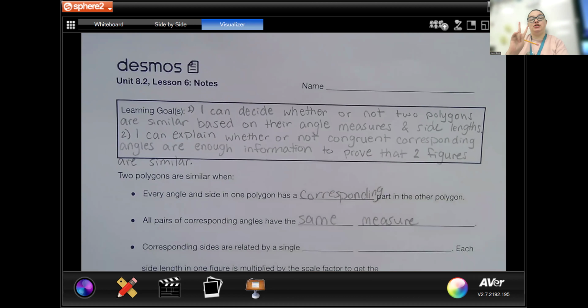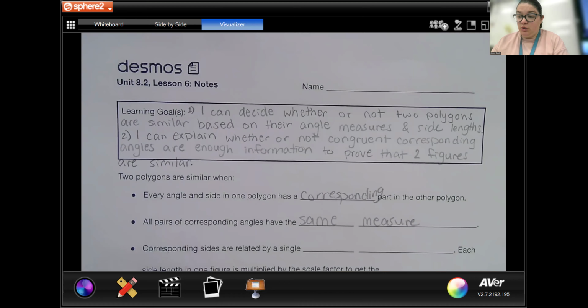So if you have two shapes that look similar, but their angles are not the same, automatically not similar shapes. So if you're given two shapes with different angles and asked if they are corresponding, automatically the answer is no. The angles have to have the same measure.